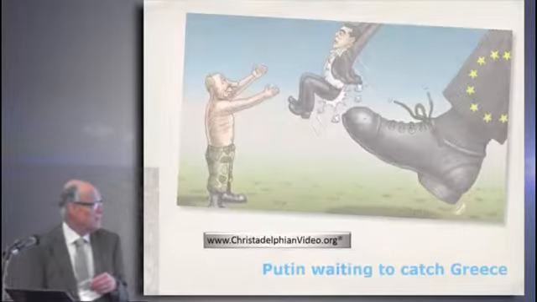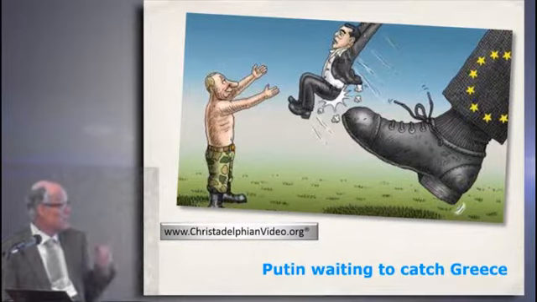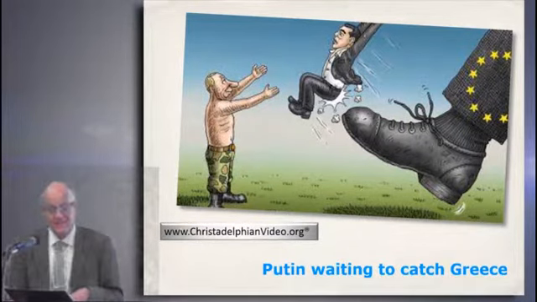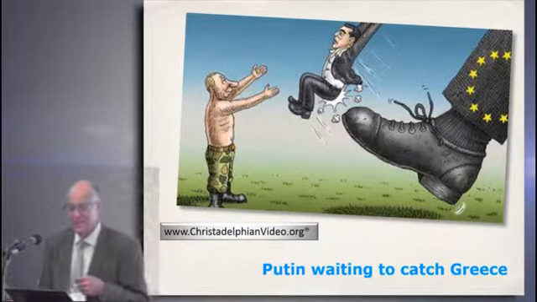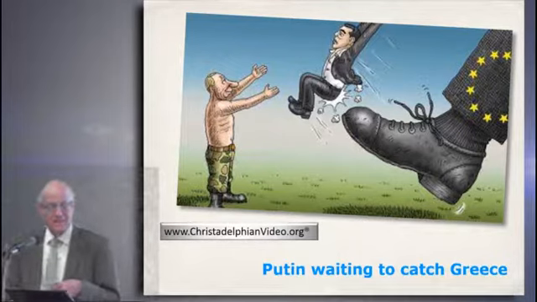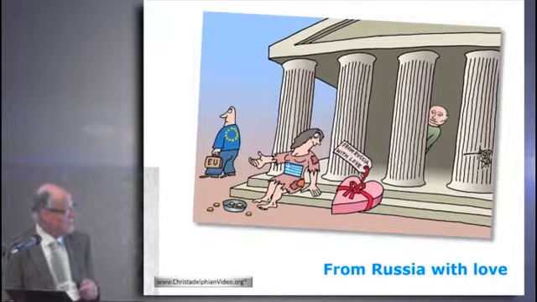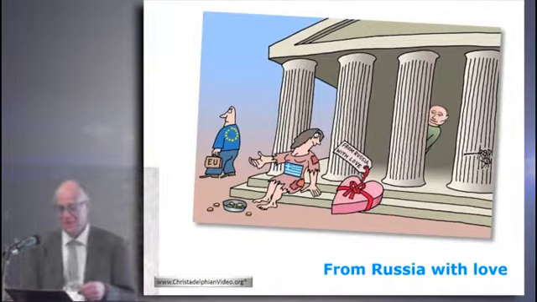And here's another one, you know, asking for money. The EU walks away and there is Putin saying, here's a little gift from me. And poor old stick-thin Greece, Russia's saying, come and work with me.